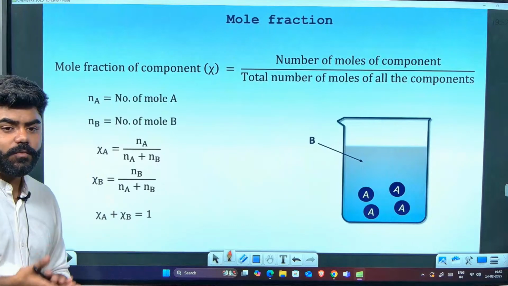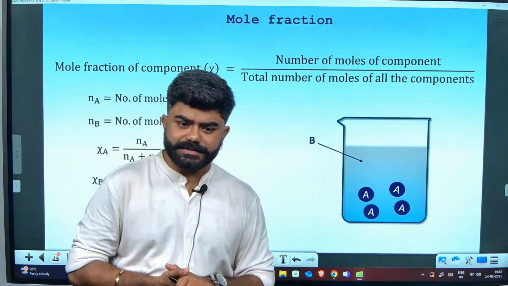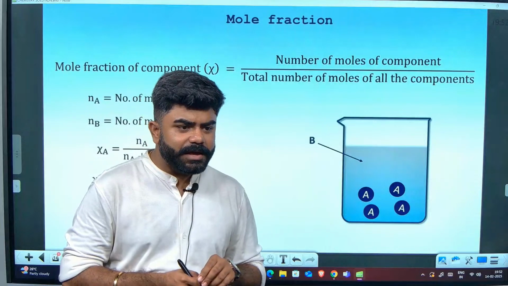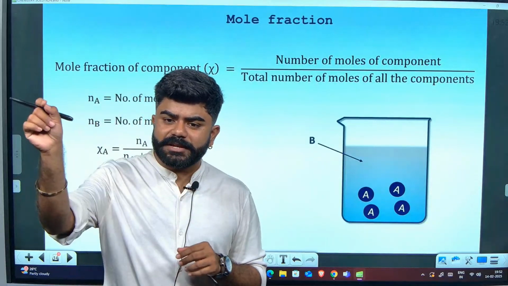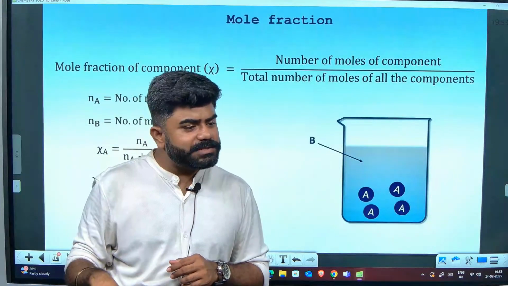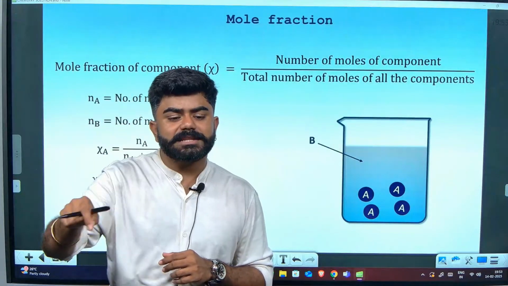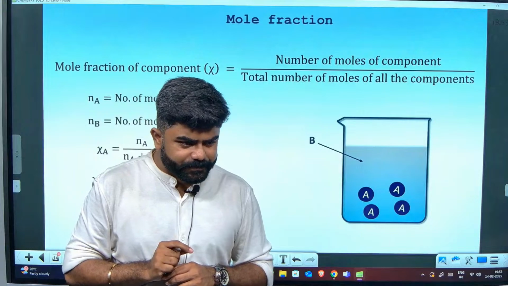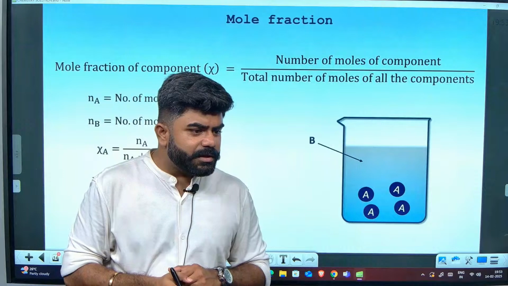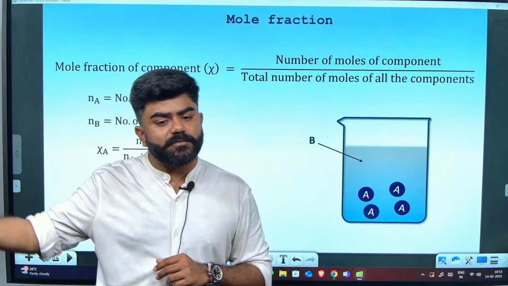Okay. Now we'll go to one other concentration term which is called mole fraction. Mole fraction of solute can be given by the number of moles of solute divided by total number of moles of solution. Or you can say number of moles of solute divided by number of moles of solute plus number of moles of solvent. That is mole fraction of solute. Then mole fraction of solvent can be said as number of moles of solvent divided by number of moles of solute plus number of moles of solvent.